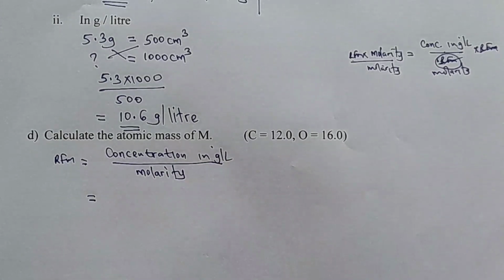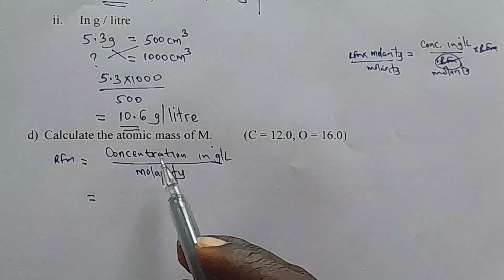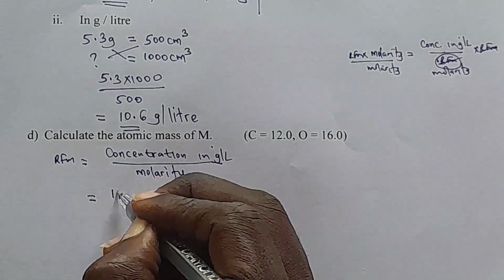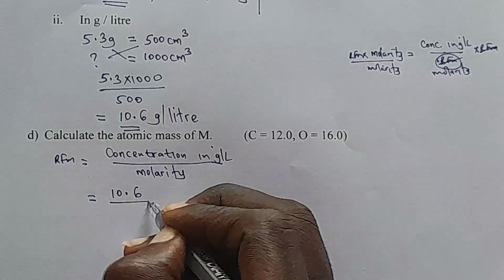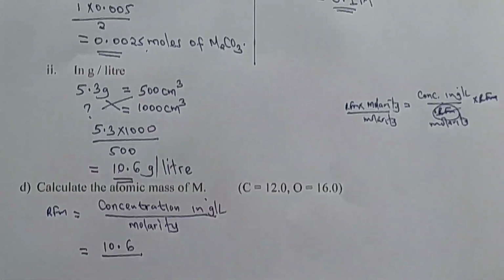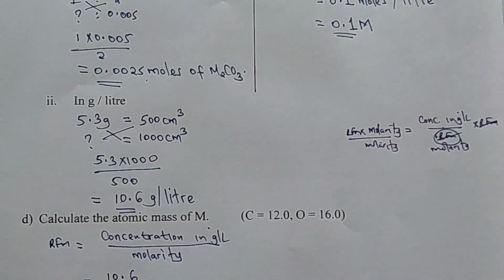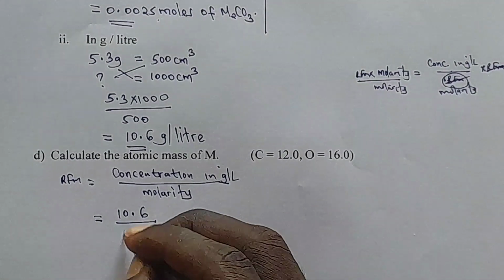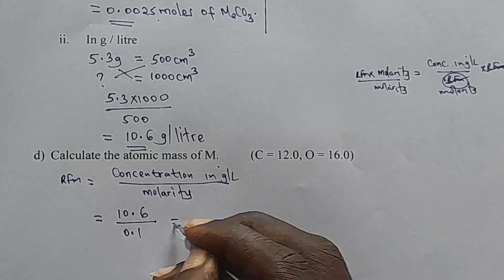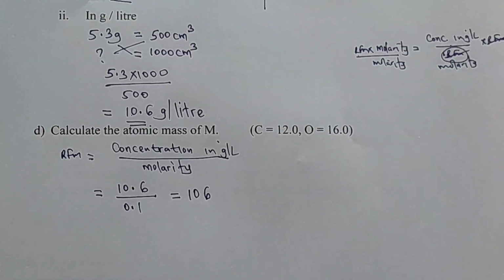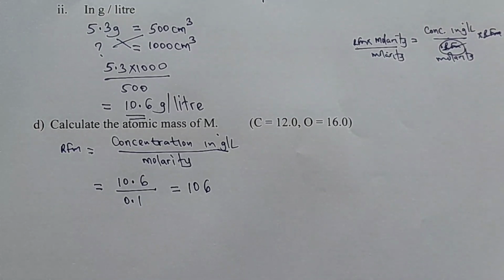So this will be equal to, what have we gotten as our concentration in gram per liter? We have gotten 10.6. So we say 10.6 divided by, what about our molarity? Our molarity, we have gotten 0.1 mole up there. So 0.1. So this one, we are going to get 106 as our relative formula mass. So if we have our relative formula mass, we can get now the relative atomic mass.